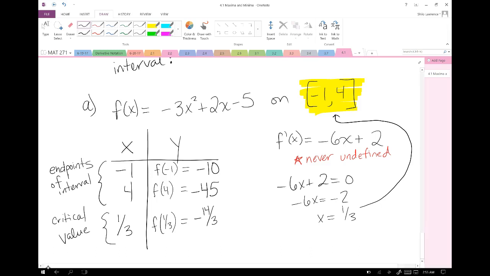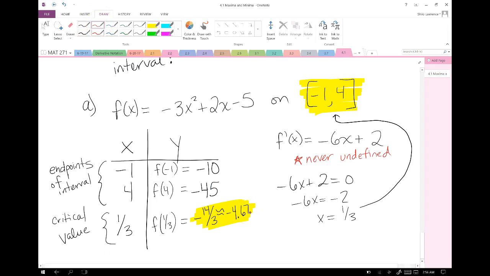And negative 14/3 is about negative 4.67. It's negative 4 2/3. That might be easier to compare. So whichever one of those y values is the largest is our absolute max. And that is this one. If we were to compare where each of these was located on the graph, this one would be the highest. Negative 10 and negative 45 are both lower. So this is our absolute max.